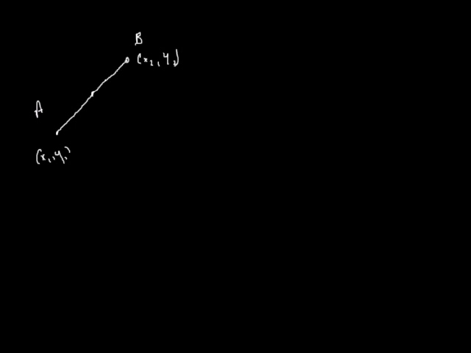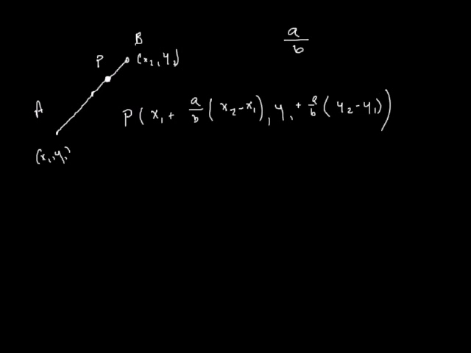Now let's say instead I asked you to find some point P, which divides the line segment AB by a ratio of A to B, A over B. Now to find the coordinates of point P, P has coordinates (x1 plus the ratio A over B times (x2 minus x1), y1 plus A over B times (y2 minus y1)).